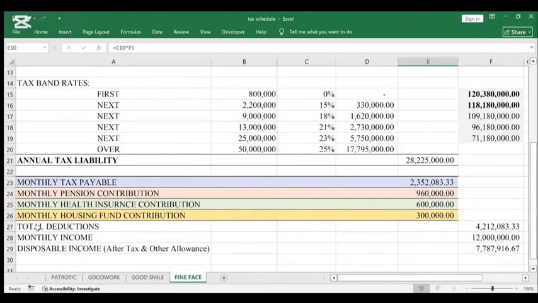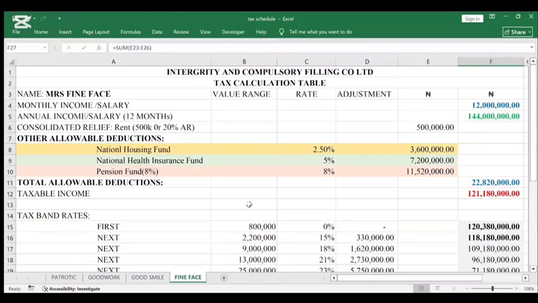Right. Now, total deductions you can see here is 4,212,000. And we sum this monthly, give us this value here, right? So your monthly income is 12 million. The difference of 12 million from 4,212,000 gave us 7,787,916 naira 67 kobo. This is your disposable income that you can spend after your tax liability. So this is extensively how to calculate your tax for each individual.